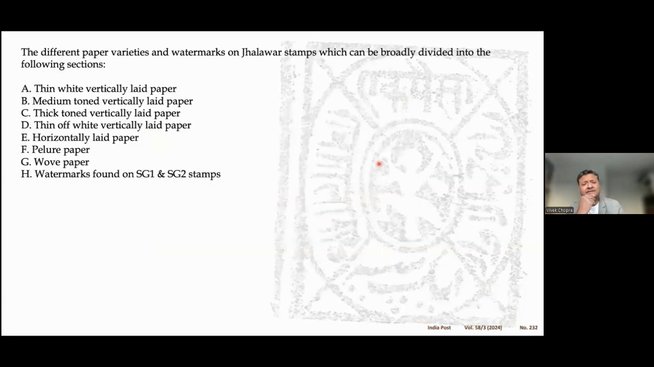Over the years, I've seen that there are many different paper varieties, as well as some interesting watermarks found on these Jhalawar stamps. They can be broadly divided into thin, medium, thick, or off-white vertically laid paper, and horizontally laid paper, which I spoke about. I also have some stamps printed on Pellior paper, I think initial trial impressions, as well as wove paper. I'll also show you some information on the different watermarks found in these stamps.